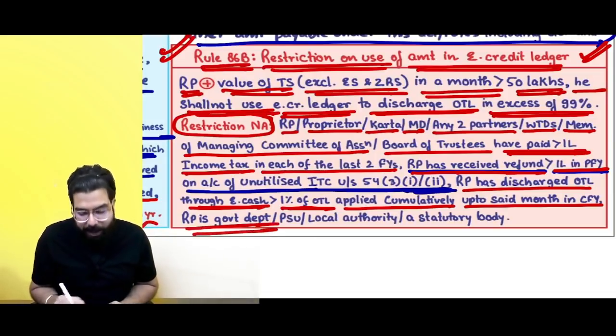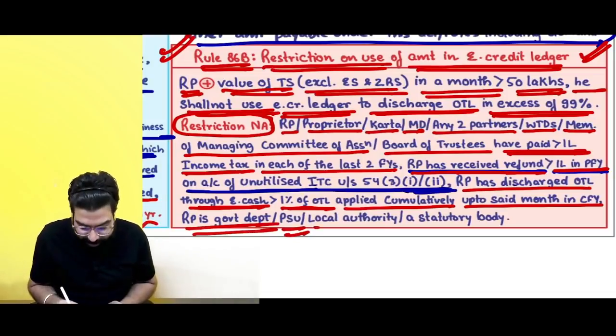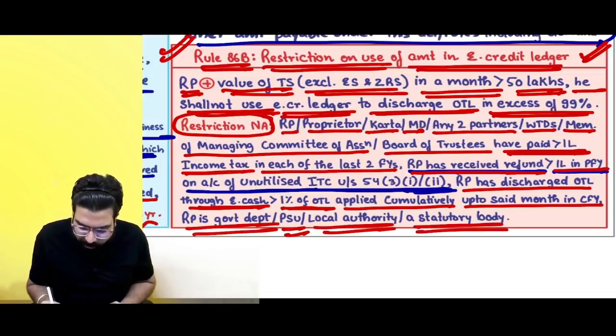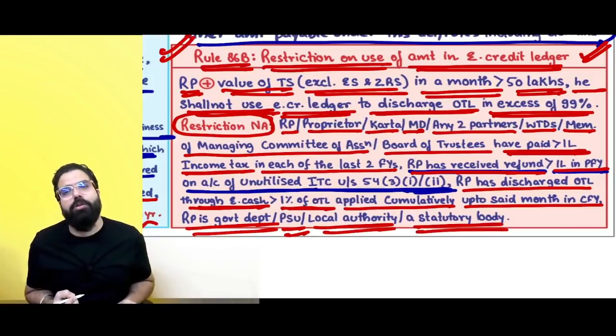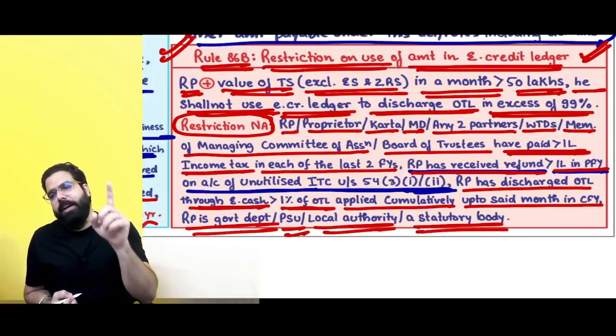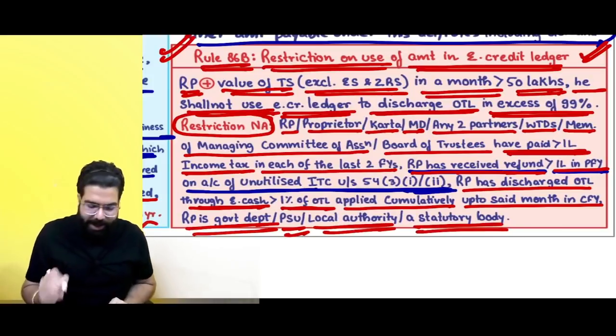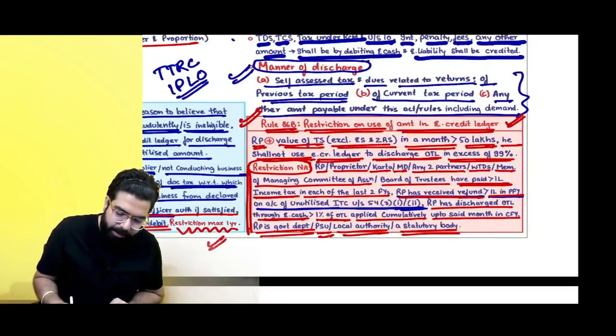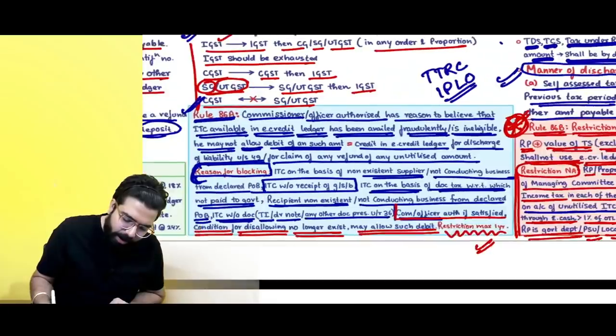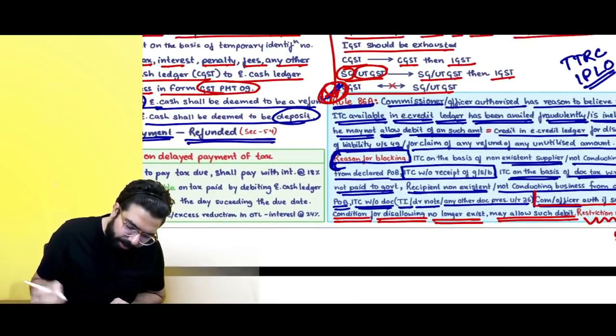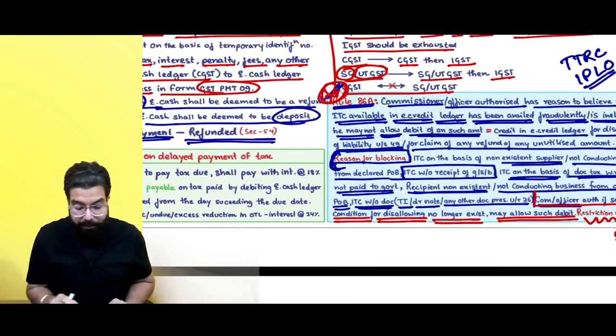Registered person is government department, public sector undertaking, local authority or a statutory body. Then in that scenario also they are telling 1% restriction shall not be applicable. Remember this for your exam. I believe rule number 86B, rule number 86A becomes very, very important. Now listen to me very carefully.